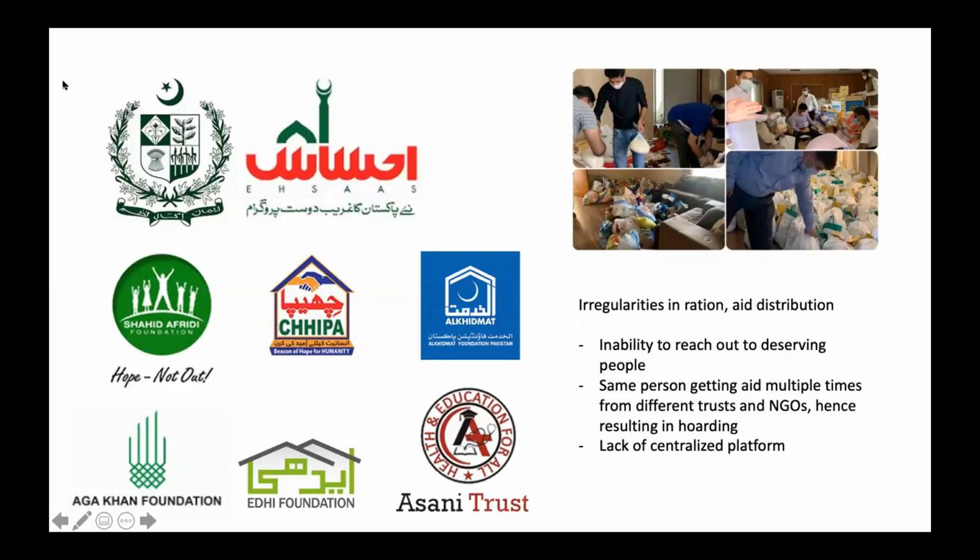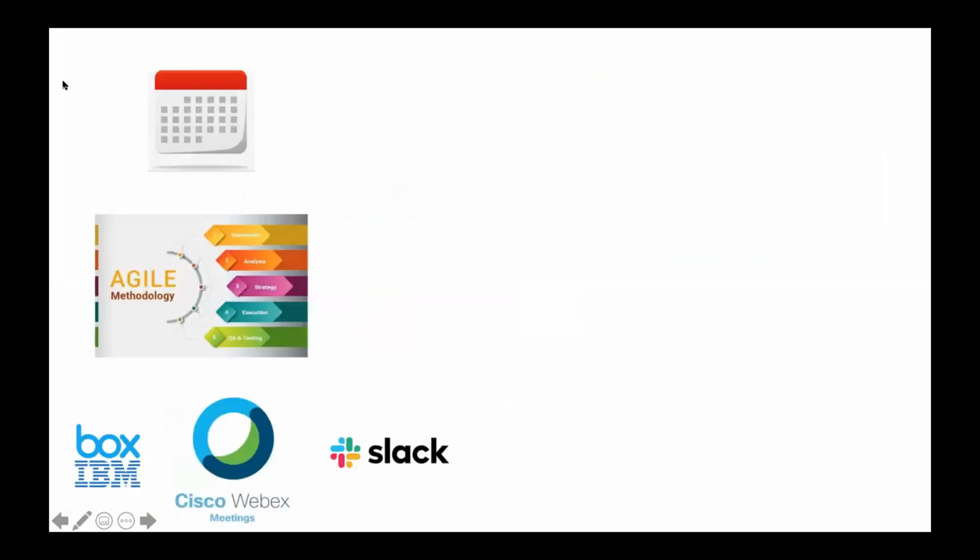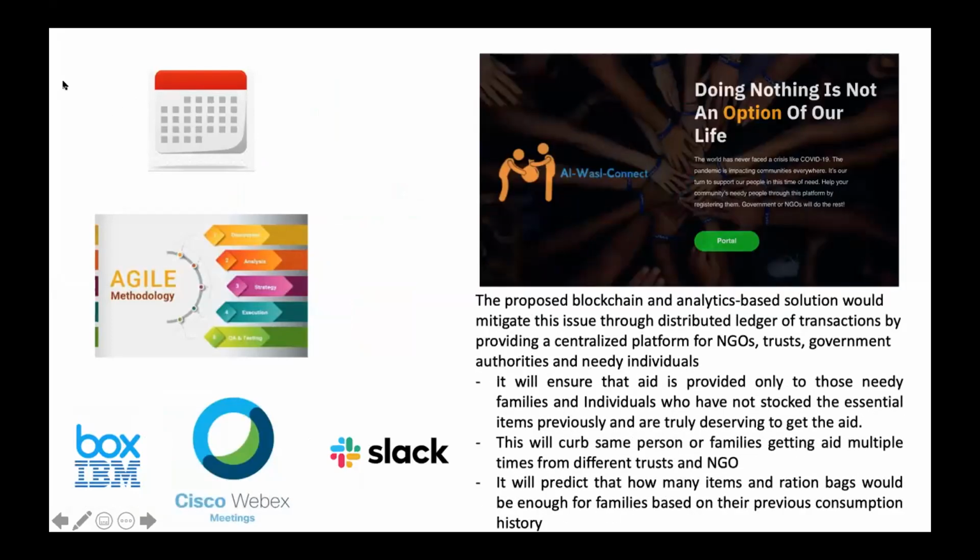For 2 weeks, we worked on it, and we proposed a blockchain analytics-based solution. There should be a centralized platform where all the transaction history is maintained, and it should be transparent to all of the NGOs registered on that platform. So they can see the history. If somebody requests aid, they can see the historical data: that this person or this family got aid at this point in time. And not just the person, but the whole family.